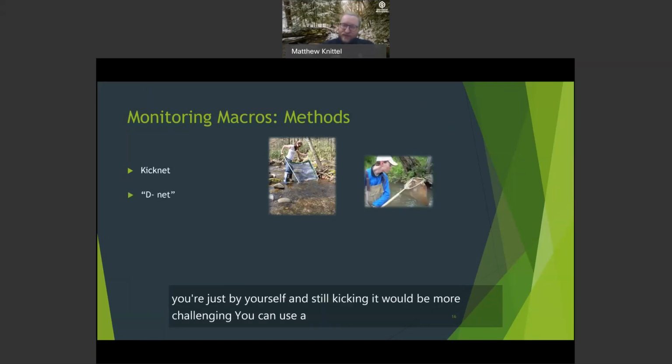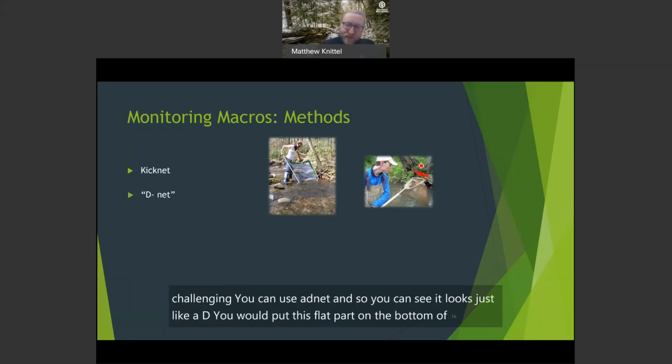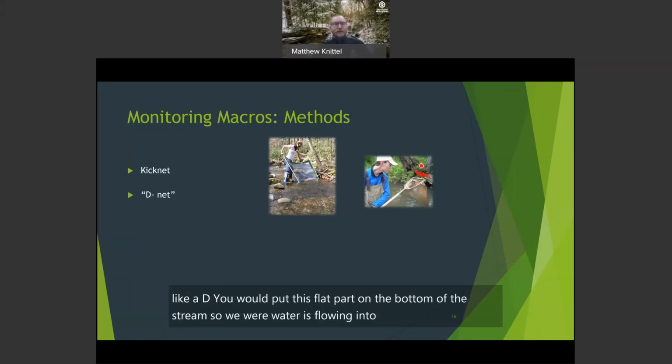And so you can see it looks just like a D. You would put this flat part on the bottom of the stream, so your water's flowing into it. And again, you'll do the stream shuffle and kick around in front of it and let all that water flow in, carrying the macroinvertebrates as well. The D net's nice as well because you can poke it into overhanging banks, somewhere where you might not be able to really do your stream shuffle, or into deeper pools, and scrape along the bottom. And that way you can catch a wider variety as well.